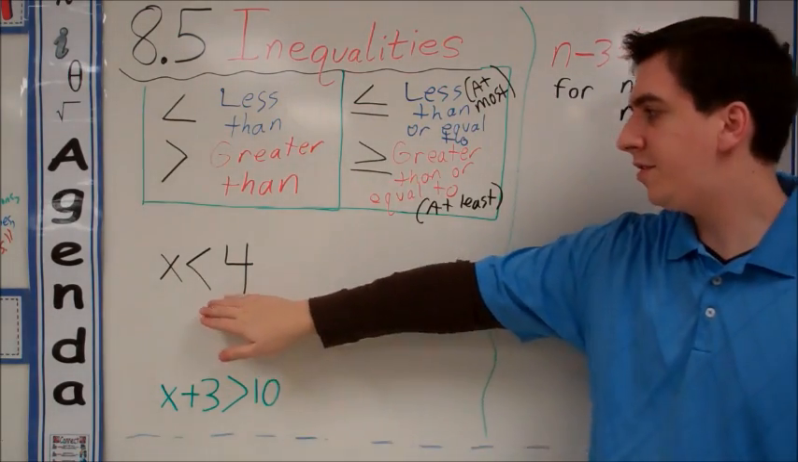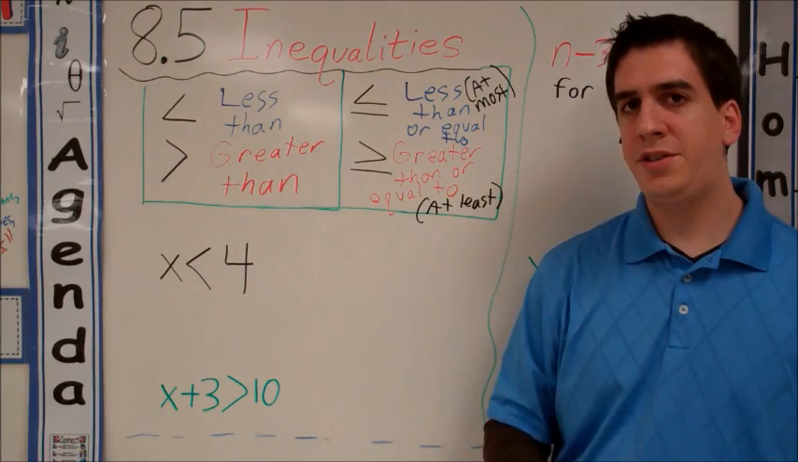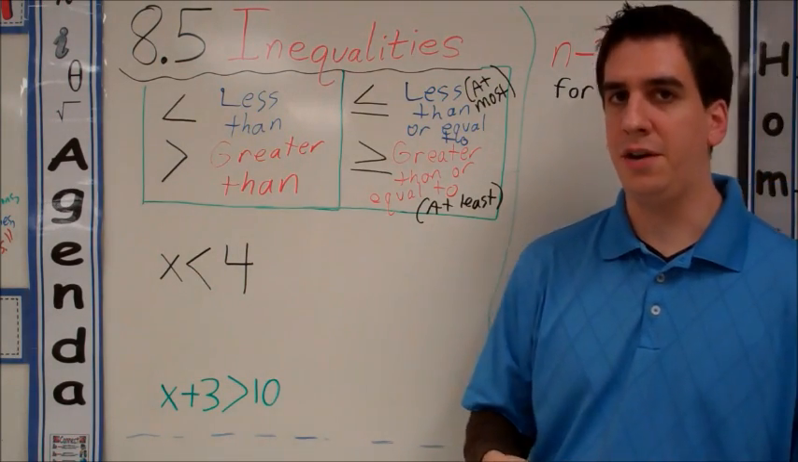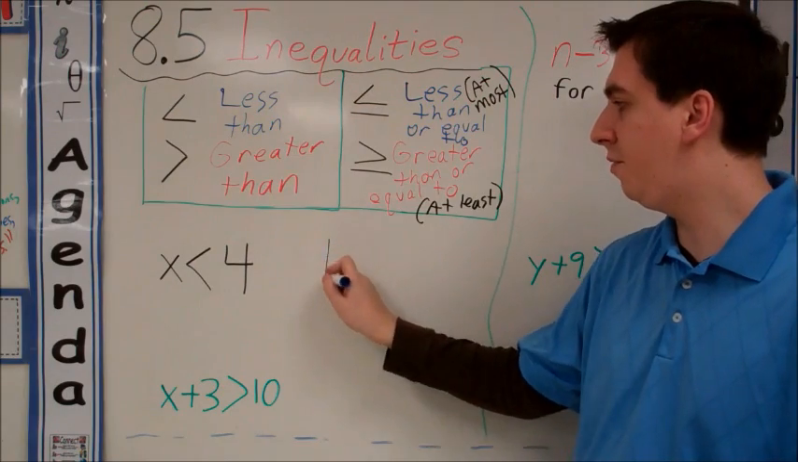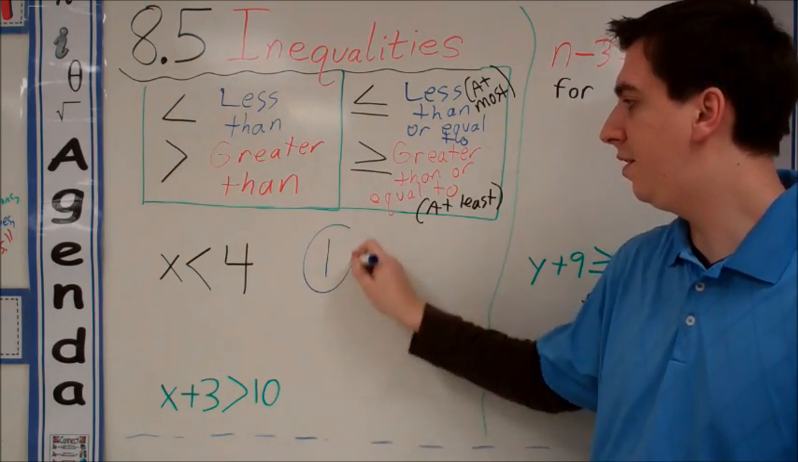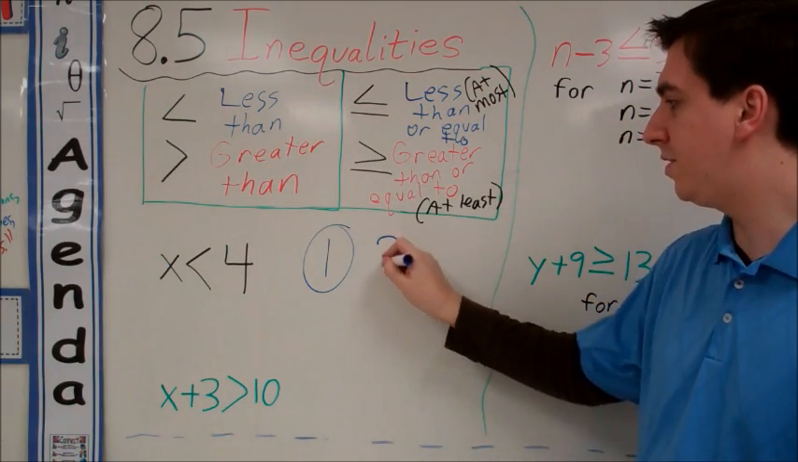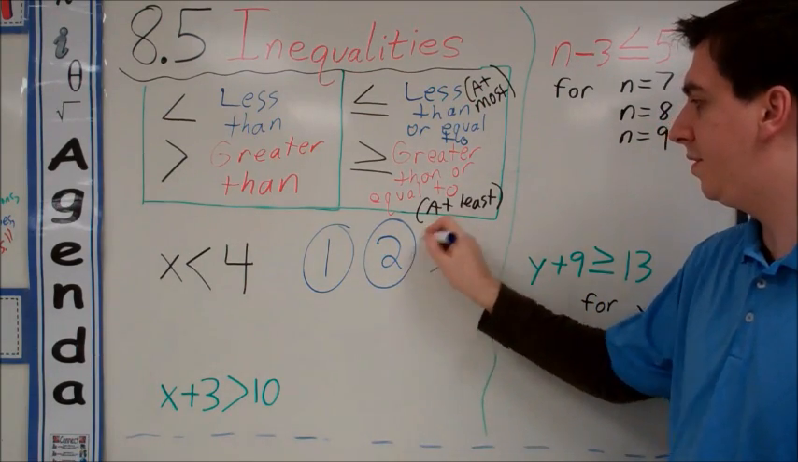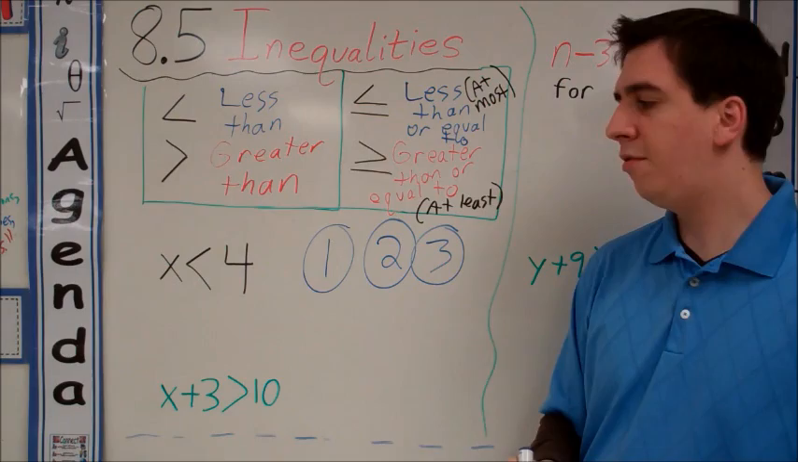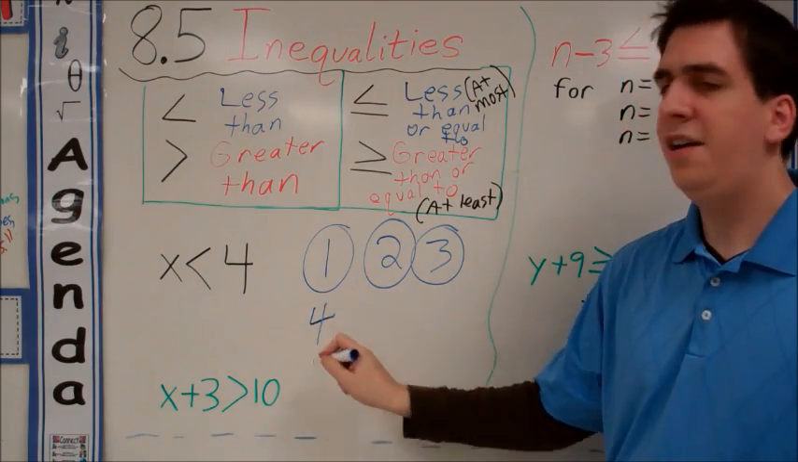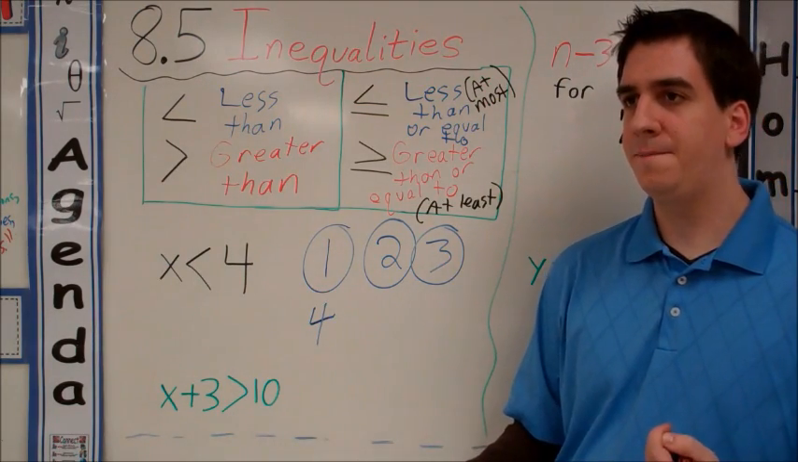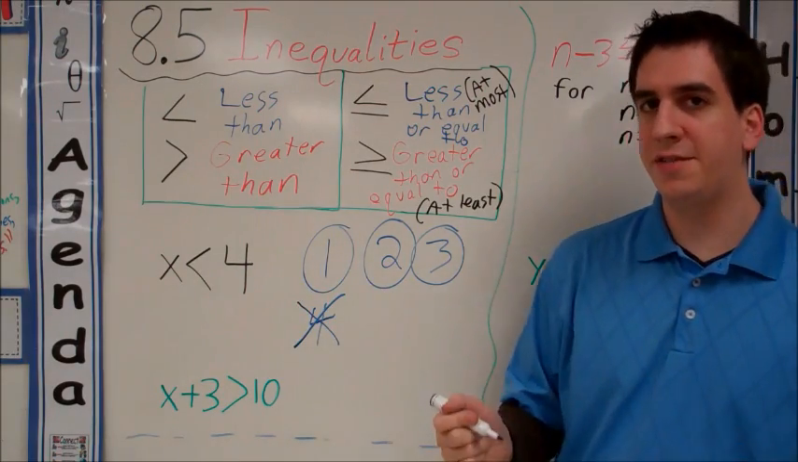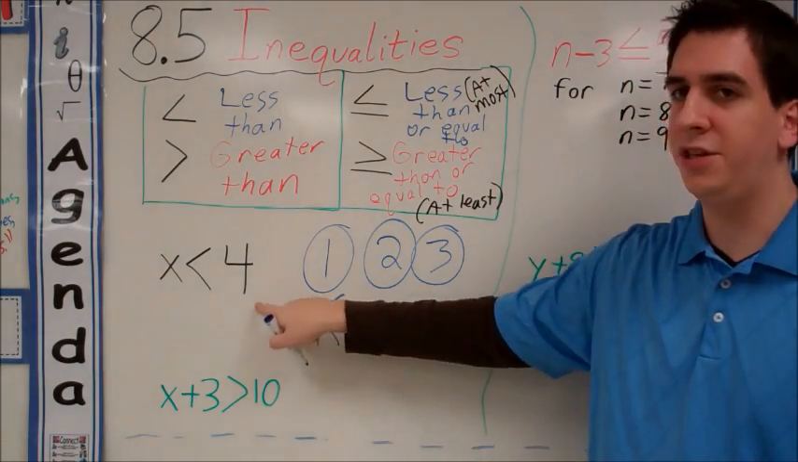Our first example here is x is less than 4. I want us just to think of some numbers that would qualify for that. What are some numbers that are less than 4? Let's just think. Does 1 work? Yeah, 1 works for that. Does 2 work? Is 2 less than 4? Sure is. What about 3? 3 sure is less than 4. What about 4? Is 4 less than 4? Think about that really hard. 4 is not less than 4. 4 is 4. So 4 would not be a solution here.